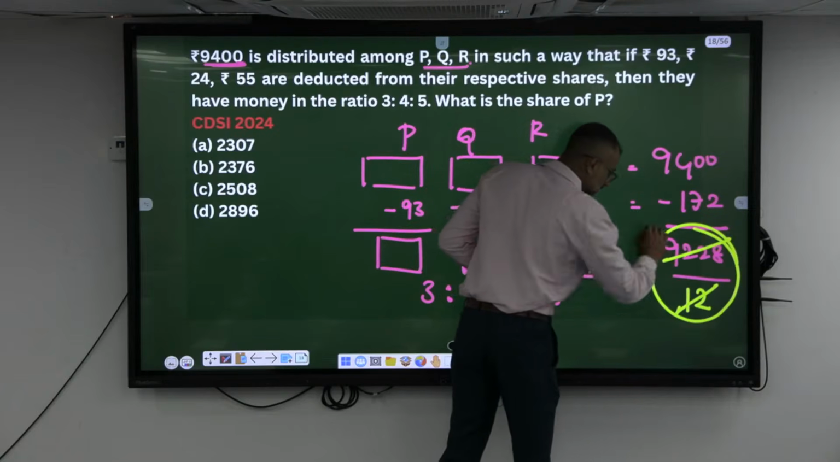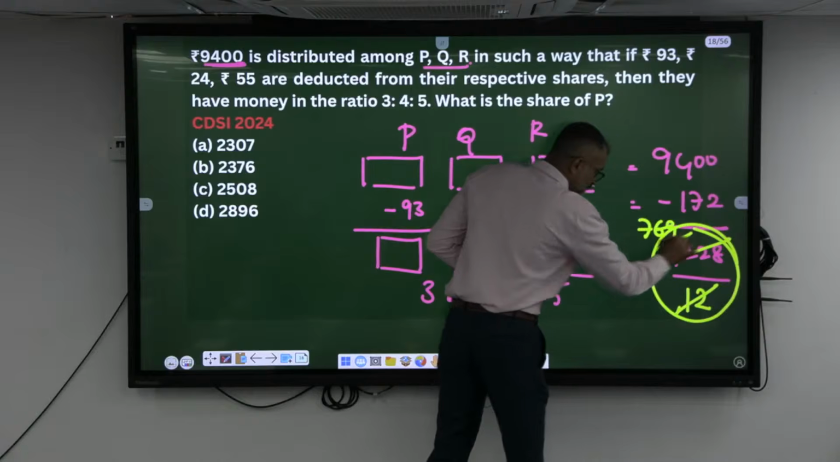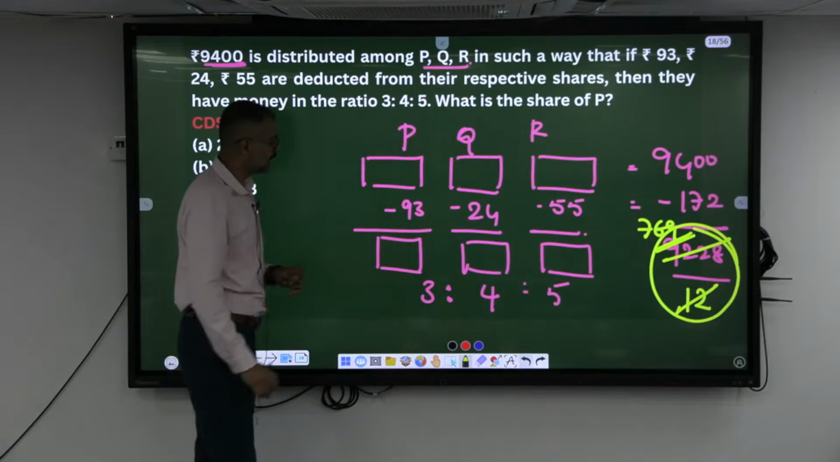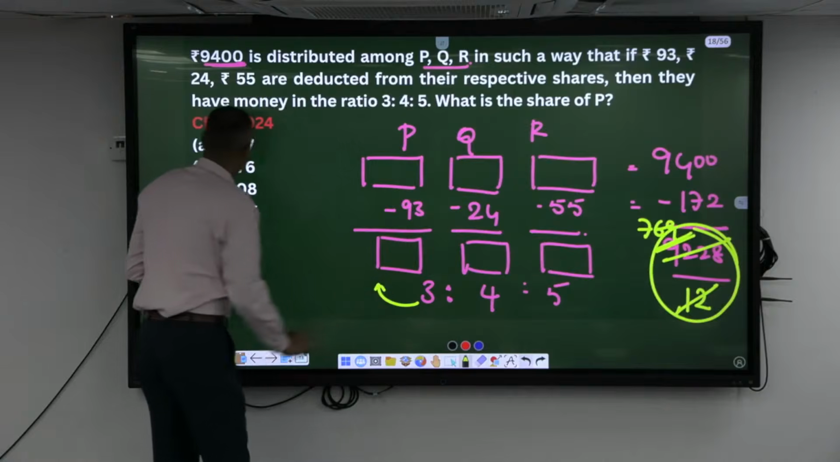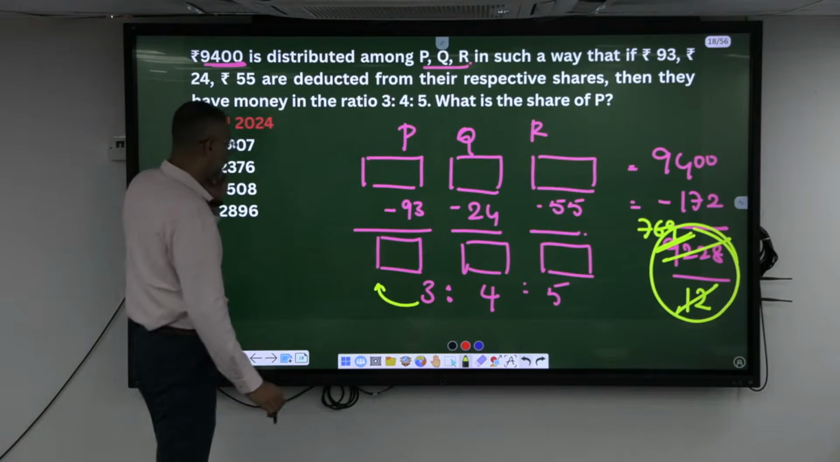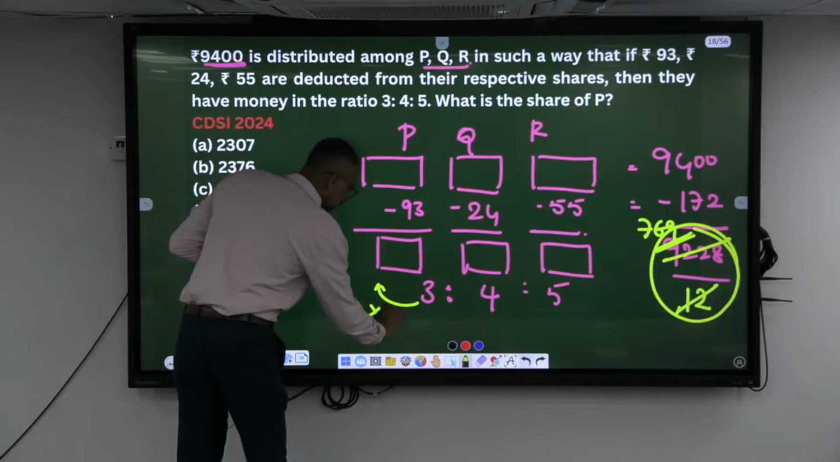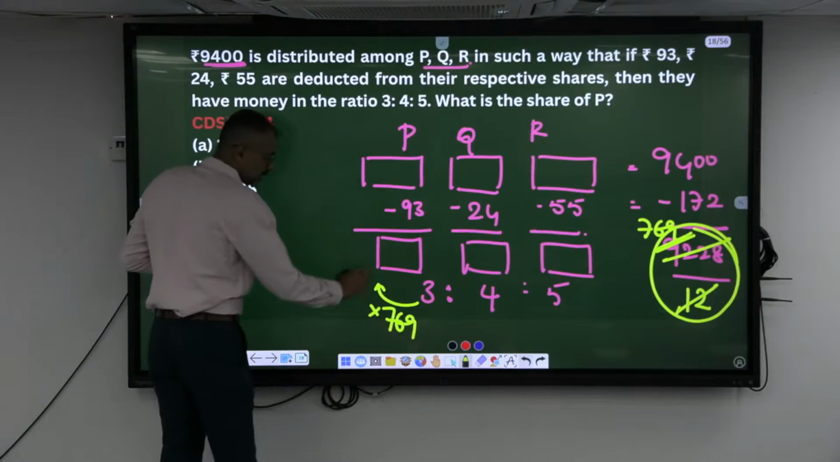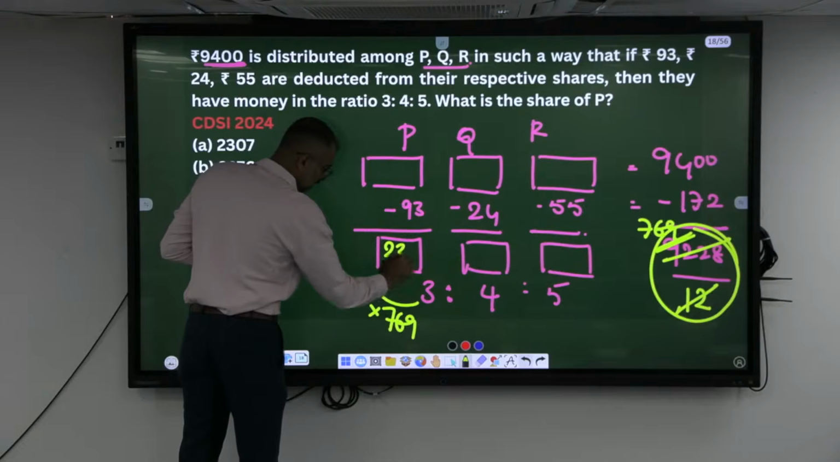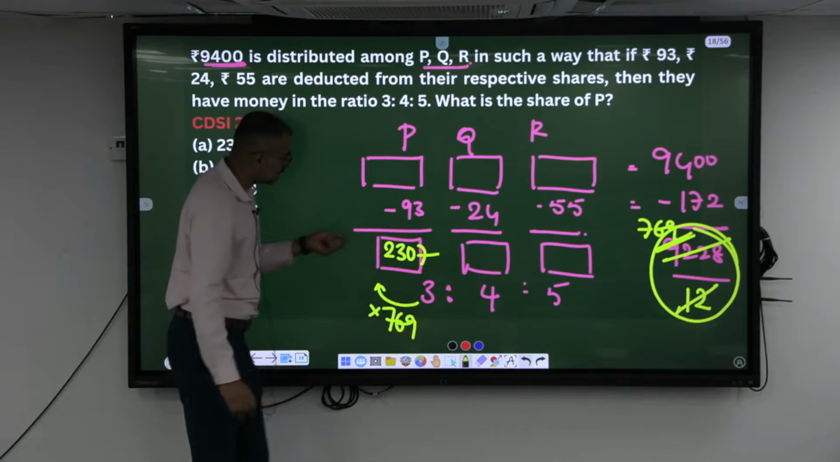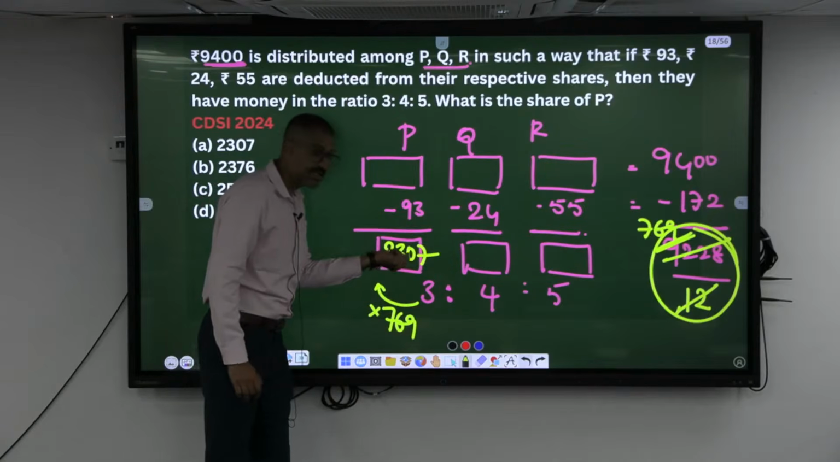One part is 769. Okay, one part if it is 769, 3 parts has to be, what is the money? Whose share is being asked? Share of P. 3 parts is 3 into 769, which is 2307. After subtracting 93, if you are getting 2307, what is the sum here?